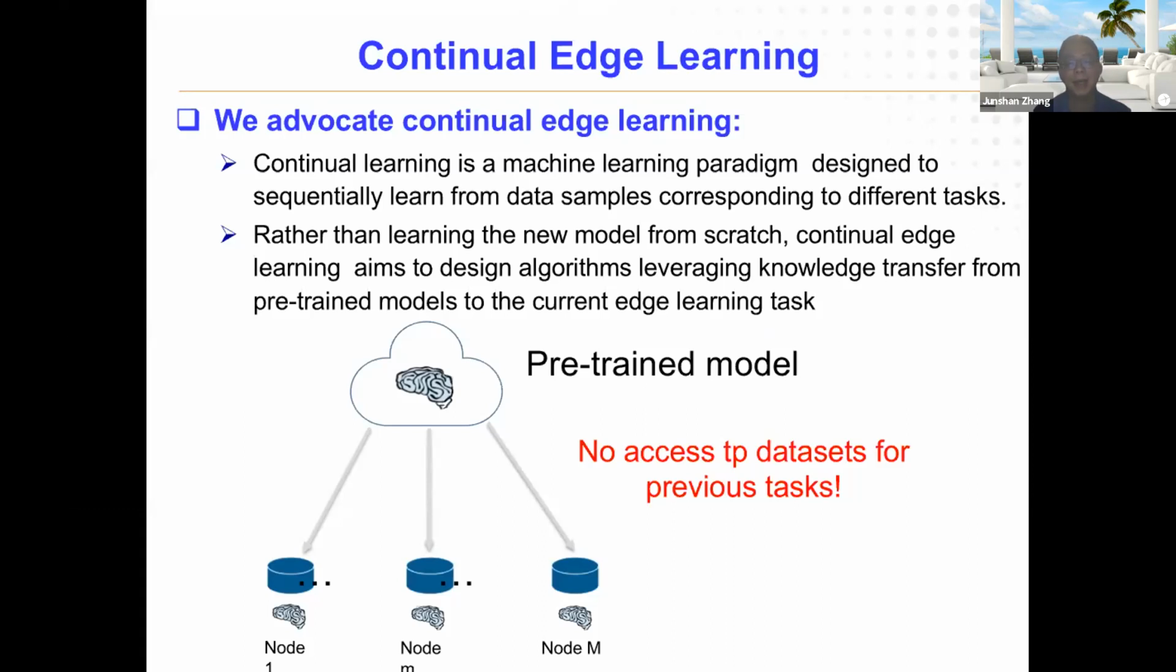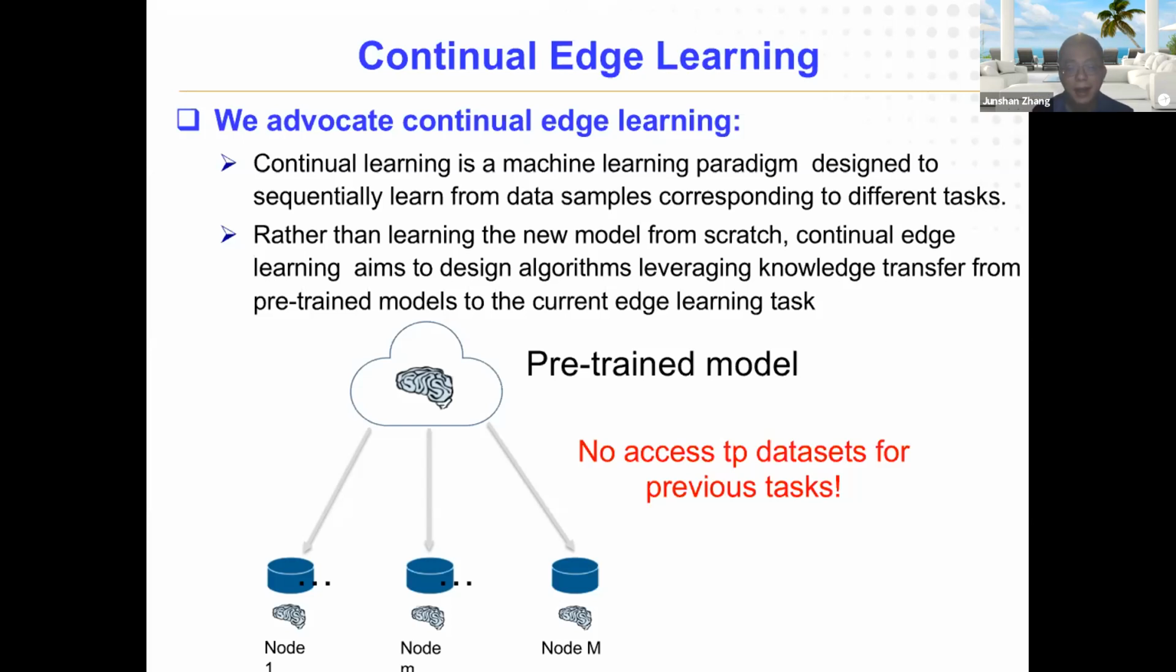It's continual learning. The idea here is that rather than learning the new model from scratch, continual learning can design algorithms by leveraging knowledge transfer from the past, from previous tasks, right? Pre-trained models: we try to leverage that knowledge transfer from pre-trained models to speed up the training for the current edge learning task. That's the basic idea of continual learning, and when we apply it to edge learning, we also need to take into consideration the challenges of edge learning: the limited amount of data at each individual edge device, and also the limited computational power at the individual edge devices.